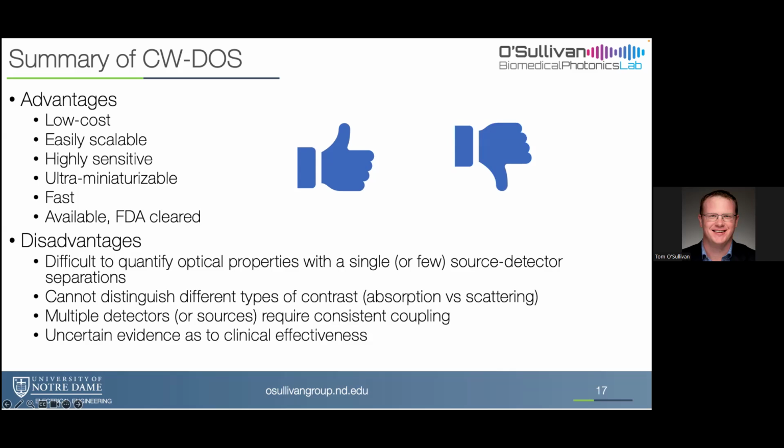It's difficult to quantify optical properties with just a few source detector separations. You can distinguish different types of contrast. And then there are technical difficulties when you do multiple source detector separations, like you're assuming your coupling is the same at every single source and detector, which practically is not true, right? And oftentimes there is no in-the-field, patient measurement calibration to correct for those effects. And honestly, I think the combination of those things is what has resulted in this uncertain evidence as to clinical effectiveness.